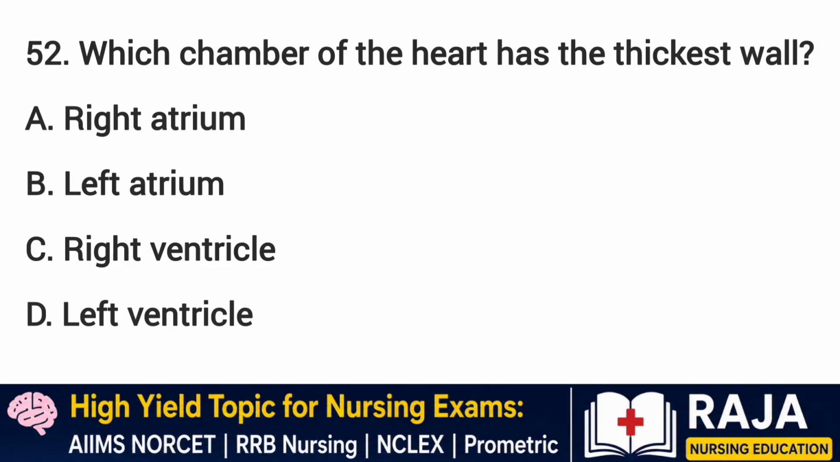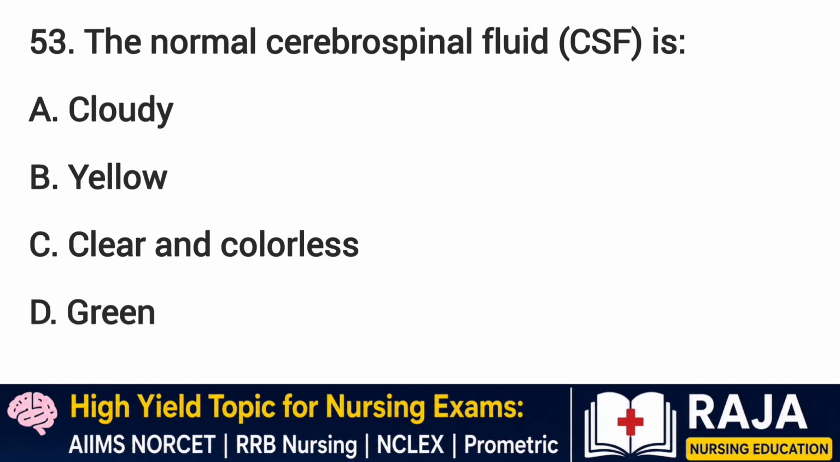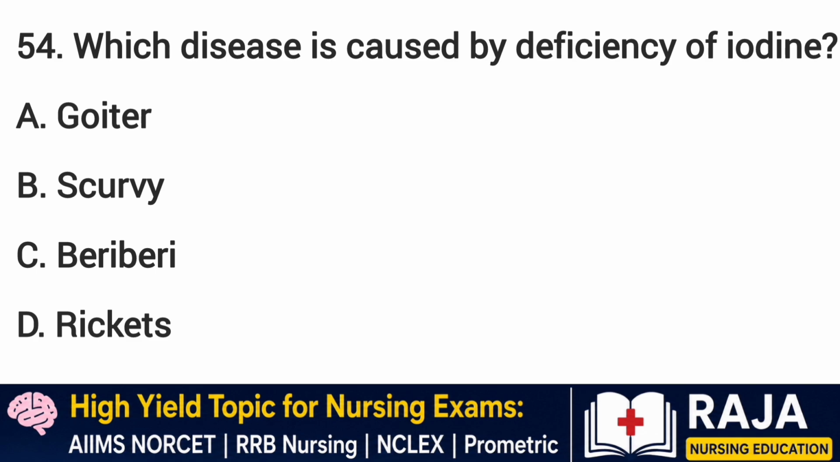Which chamber of the heart has the thickest wall? D. Left ventricle has the thickest wall. The normal cerebrospinal fluid is? The answer is C. Clear and colorless is the normal cerebrospinal fluid.